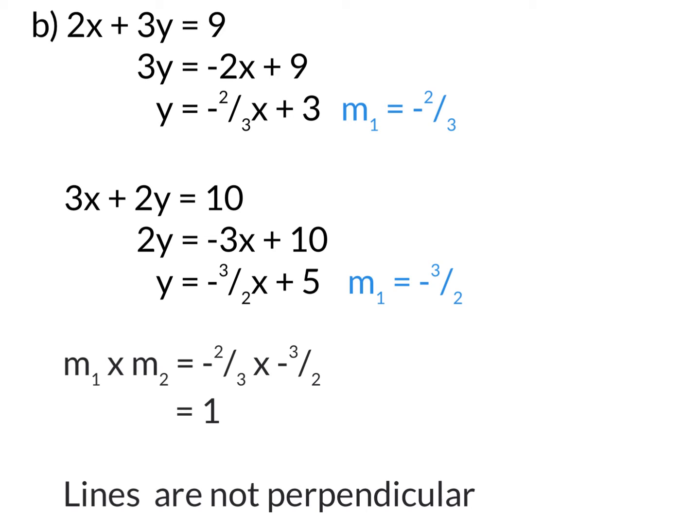The second one, subtract the 3x to the other side and you get 2y equals minus 3x plus 10. Divide everything by 2 and you get y equals minus 3 on 2 x plus 5. So the gradient of the second one is minus 3 on 2. So multiplying those together, we get 1, but a minus times a minus is a positive. So we don't get -1. So therefore the lines are not perpendicular.